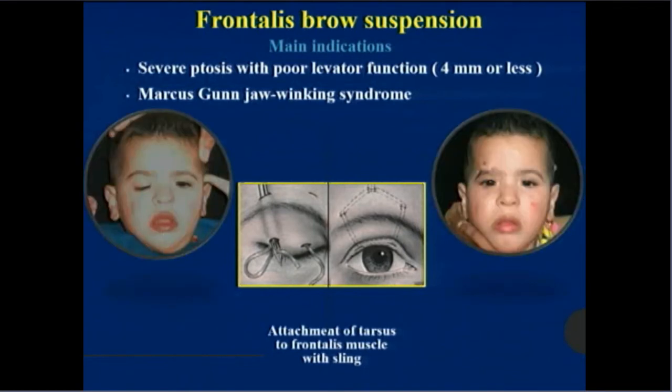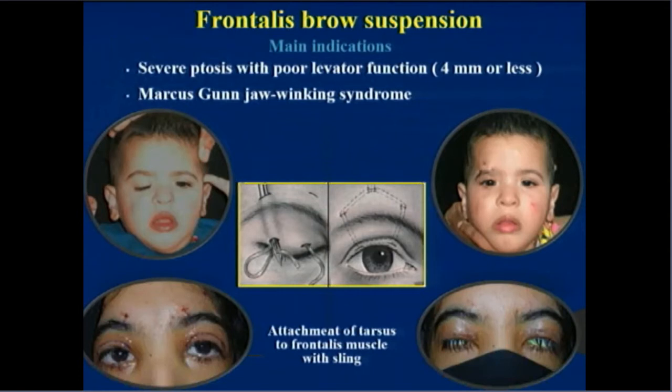As you can see here, using frontalis, there are different techniques, the pentagonal, the Crawford, or whatsoever, and different materials have also been proposed. But always remember that in frontalis suspension, the position of the eyelid will be excellent in the primary gaze. But if the patient is looking down or closing the eye, lagophthalmos will be evident.